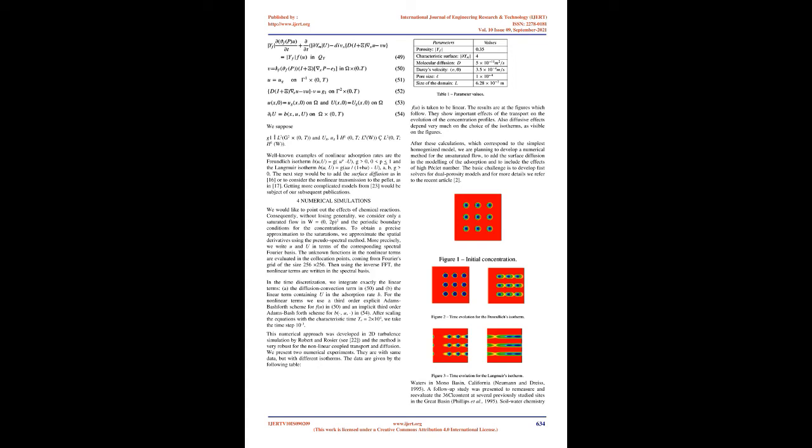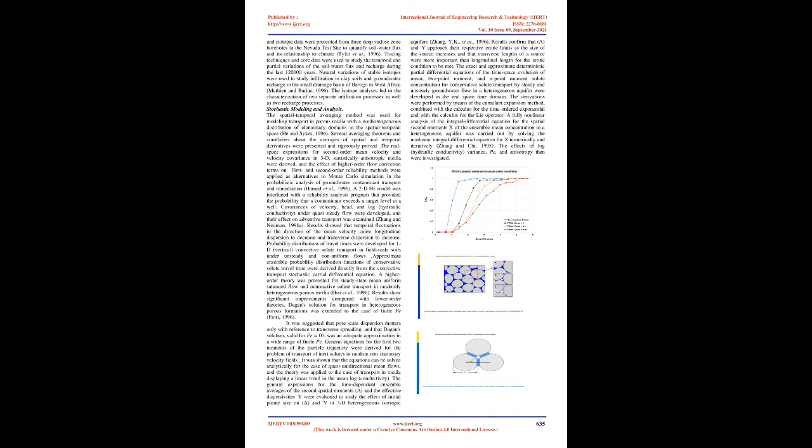Results showed that temporal fluctuations in the direction of the mean velocity cause longitudinal dispersion to decrease and transverse dispersion to increase. Probability distributions of travel times were developed for 1D, vertical, convective solute transport in field-scale soils under unsteady and non-uniform flows.